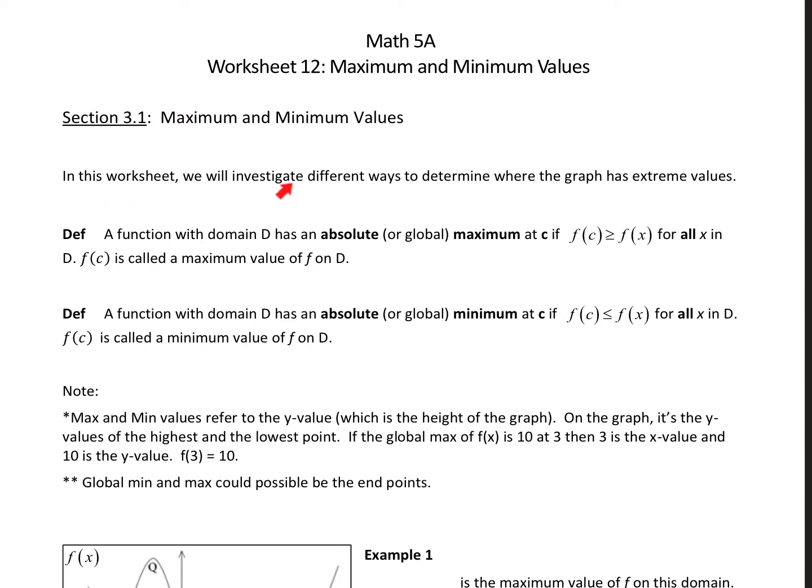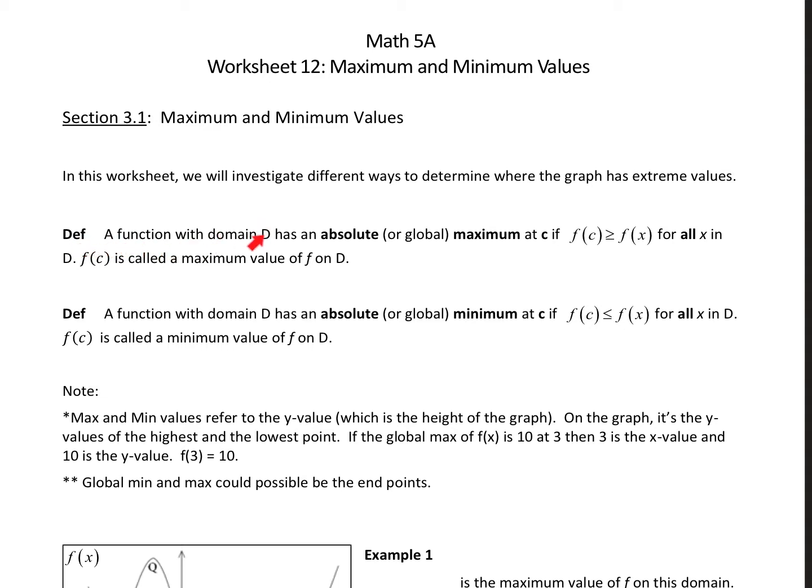This worksheet will investigate different ways to determine whether the graph has extreme values. In this chapter, you'll see a lot of math concepts that we learned so far, and we're going to try to tie that to the graph, so we'll investigate graphs in more detail. All right, let's look at the first definition.